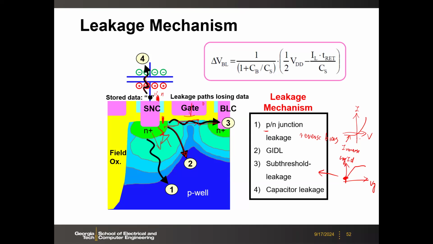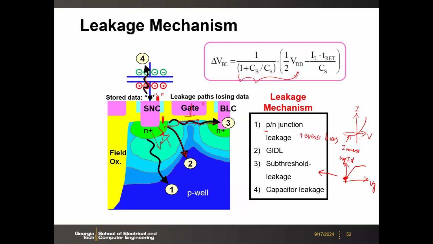If you account for this decay, then the sense margin will be reduced. So here you look at this equation. You will notice that this is delta VBL, which is your sense margin.